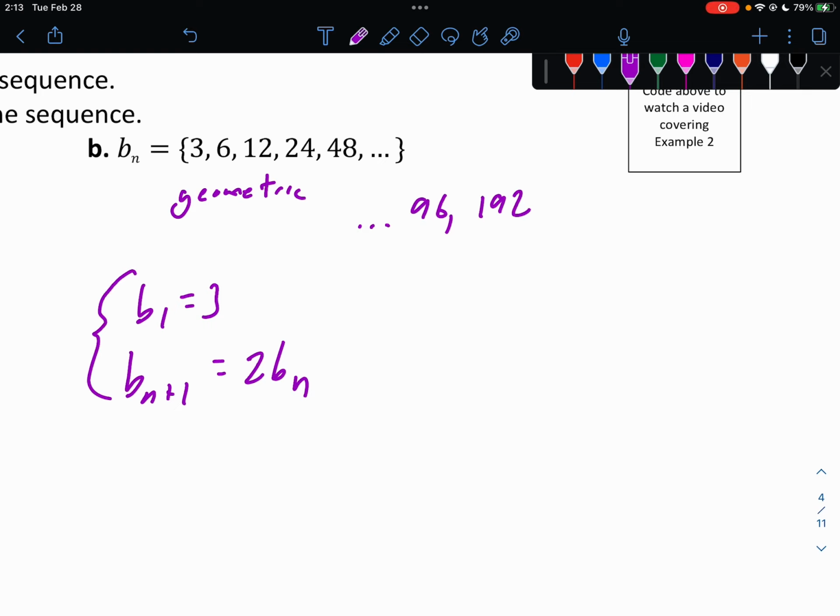Then an explicit formula, for those of you that may not remember the explicit formula for geometric, it's just the first term times the common ratio to the n minus 1.